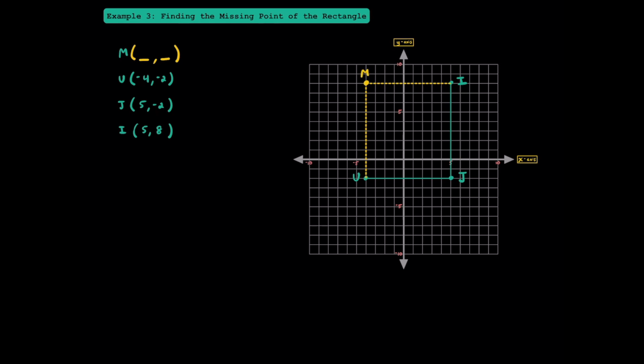The coordinates of point M are going to be -4, 8. Each of the sides are 10 units long, and the top and bottom are also 9 units long. And since each of these segments meet at 90-degree angles, we know that by definition, this is a rectangle.